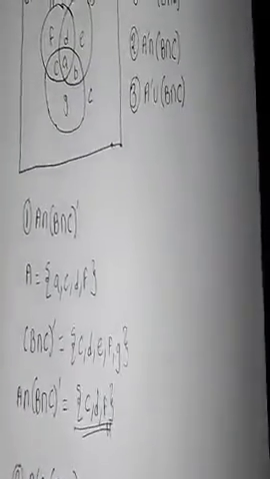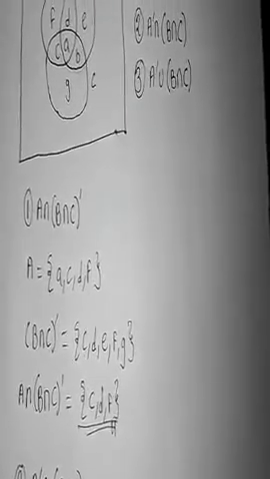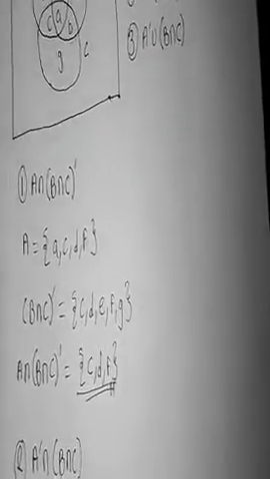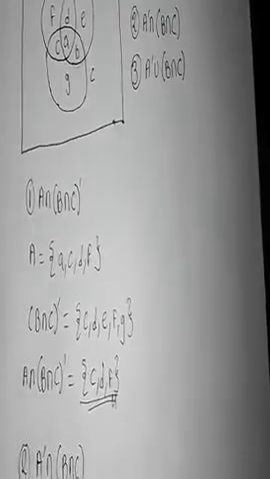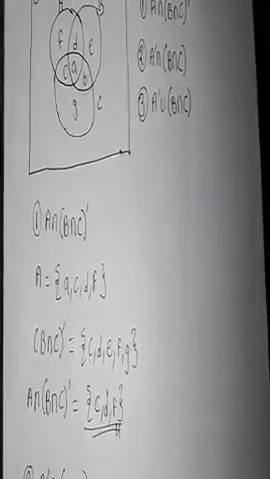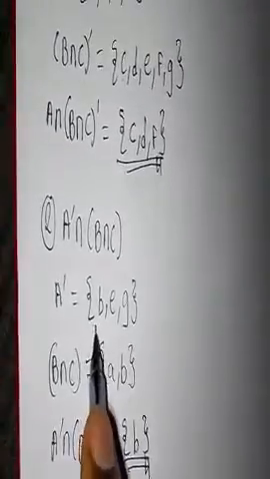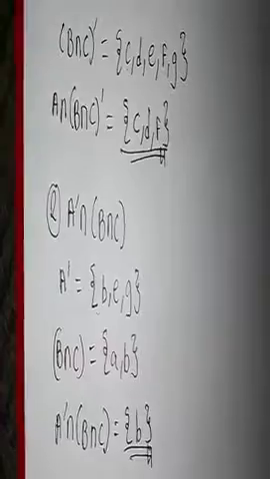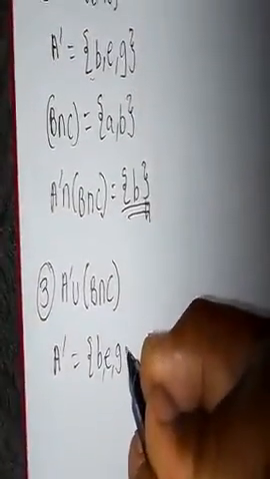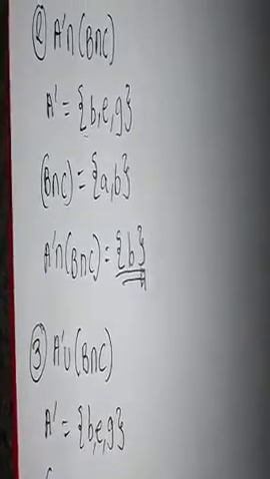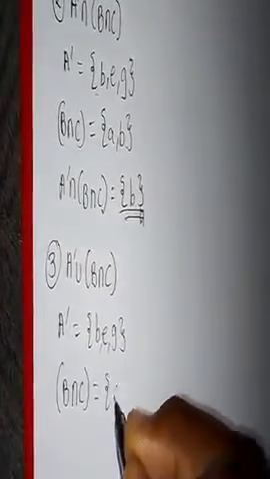The last question, after this question, we're going to the shading. The last question is A complement union open, B intersection C close. So let's list the elements in A complement. Yeah, it's here, B, E, G. Then next, the elements in B intersection C. B intersection C, it's here, it's A, B.